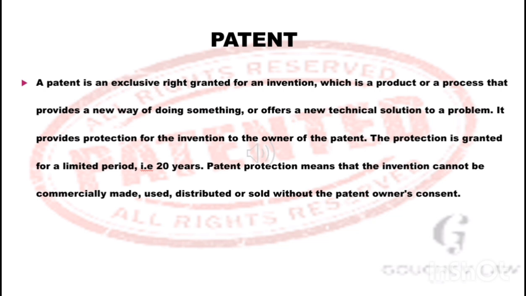Patent is a special right or an exclusive right given to the inventor of something new. It means that only the inventor can decide how their invention can be used by others. In return for this right, the inventor has to tell the public about their invention by publishing a document called patent. This document has all the technical details about the invention. The protection is granted for a limited period of 20 years.